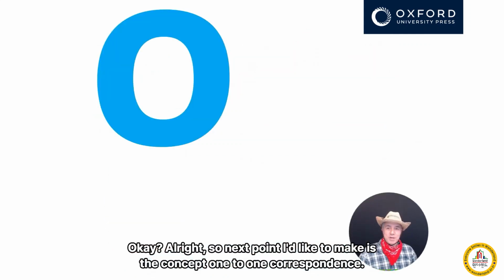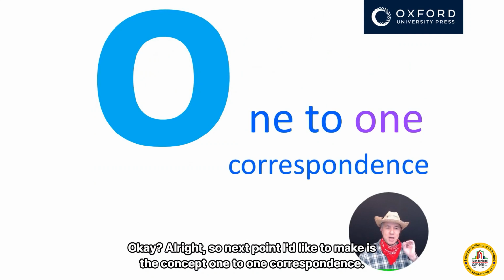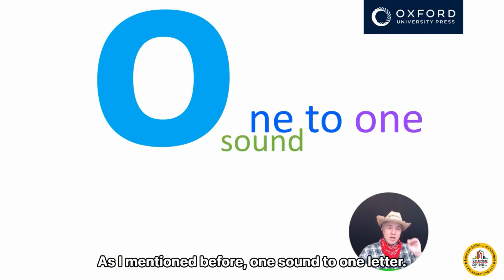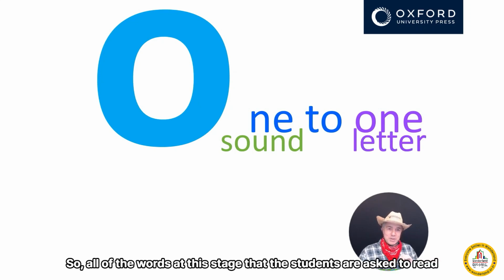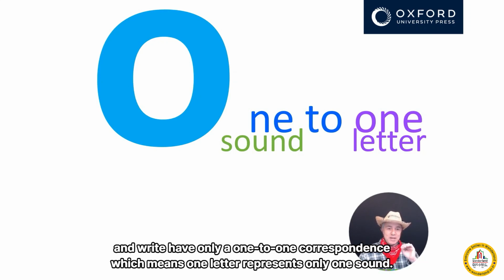All right, so the next point I'd like to make is the concept of a one-to-one correspondence. Okay? As I mentioned before, one sound, one letter. So all of the words at this stage that the students are asked to read and write have only a one-to-one correspondence, which means one letter represents only one sound.